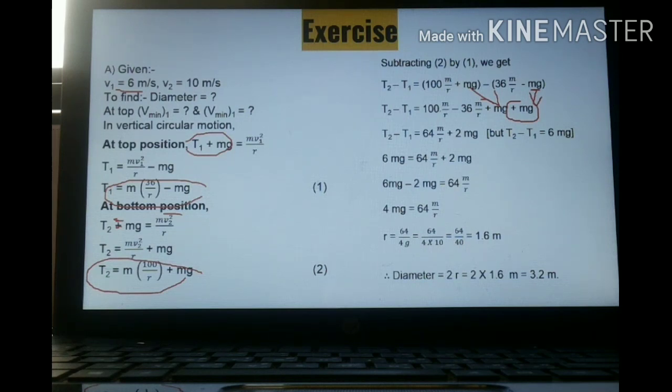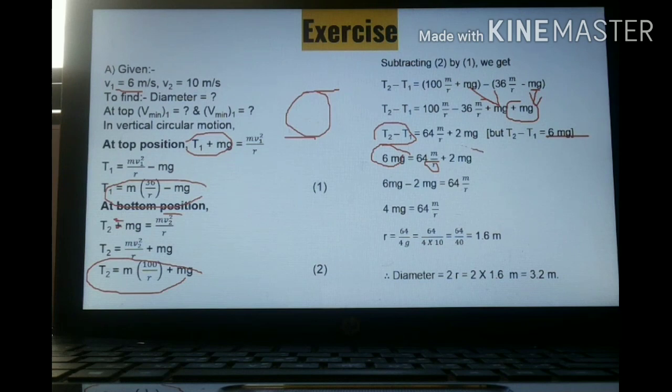You will see that 100 m upon r minus 36 m upon r, 100 minus 36 is what? 64 m upon r, sorry, m upon r, plus mg is repeated twice, so what can we write? 2 mg. But in the previous lecture I have shown you T2 minus T1, tension at the highest point, if this is a circle, tension at the highest point minus tension at the lowest point is given by 6 mg. So what can we write here? 6 mg. Okay, we have to calculate r from here.